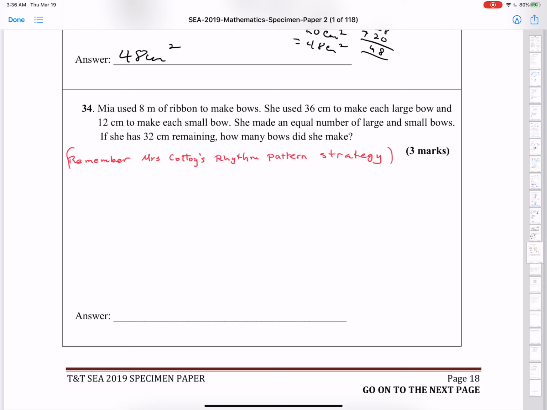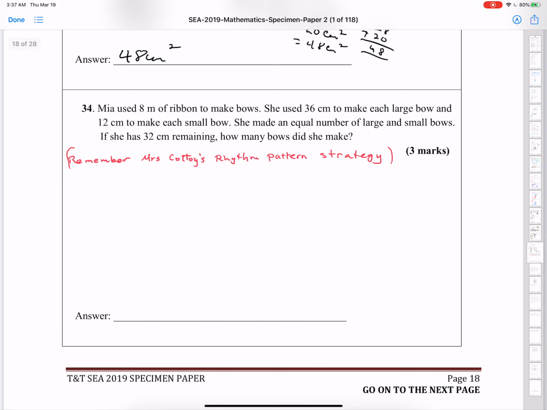Okay, so rereading the question, you don't give up. Maya used 8 meters of ribbon to make bows. Can you imagine Maya making bows out of ribbon? Easy to imagine, no confusion there. She used 36 centimeters to make each large bow. I can see that. And 12 centimeters to make each small bow. I can also see that. She made an equal number of large and small bows. Alright, let's not go any further. That's too much in the brain right now. Okay.